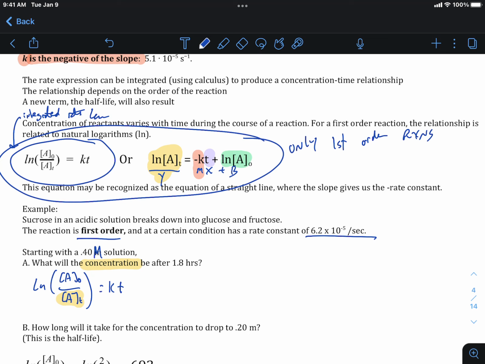So we've got to rearrange, right? First of all, we're going to take the natural log. I don't know if that's the right word, but you guys know what I mean. And then this is going to be our approach.